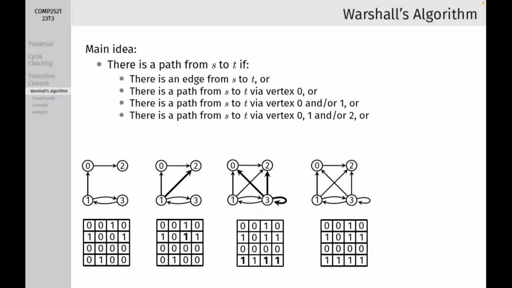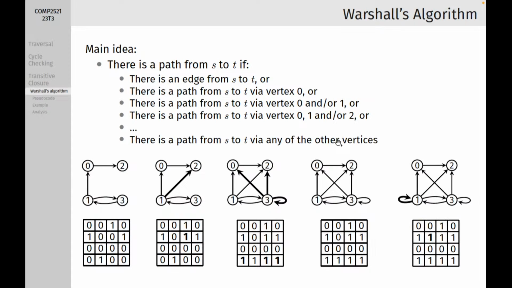All right. So there's a path from S to T if there's an edge from S to T, or there's a path from S to T via 0, or there's a path from S to T via 0 and/or 1, or there's a path from S to T via 0, 1 and/or 2, or so on. So the goal of Warshall's algorithm is to start from just the edges and then determine reachability using these edges, from the ground up, so to speak.